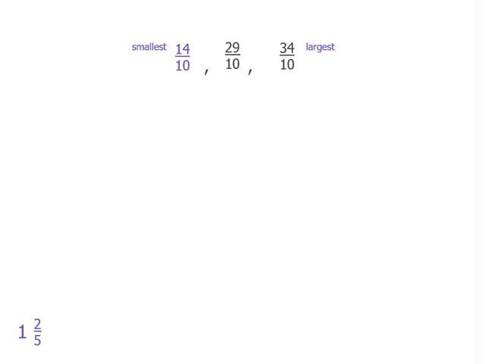So if we put our original fractions back, we'll see that they're in ascending order. 14/10 was actually 1 2/5. 29/10 was 29/10, but 34/10 started as 17/5. So now they're in ascending order with the original fractions made up of a mixed number and some improper fractions.